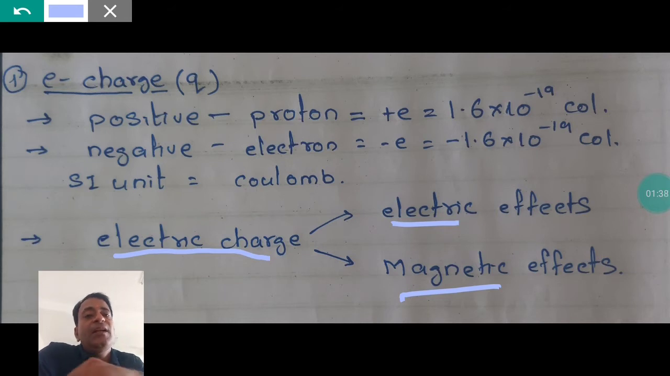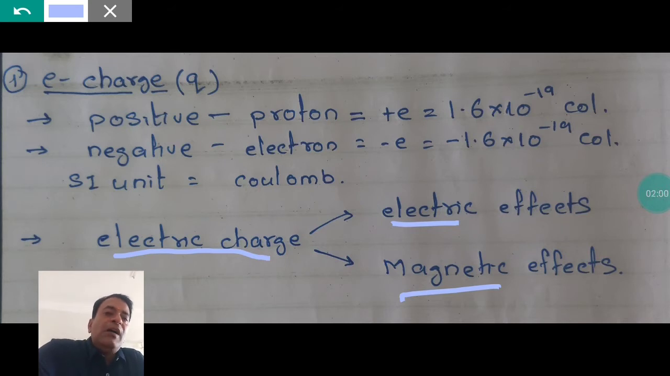When you switch the fan on, the fan starts moving. These are the electrical effects. Electrical energy is getting converted into mechanical energy. When you switch on a toaster, the electrical energy is getting converted into heat energy. That is also included in electrical effects.